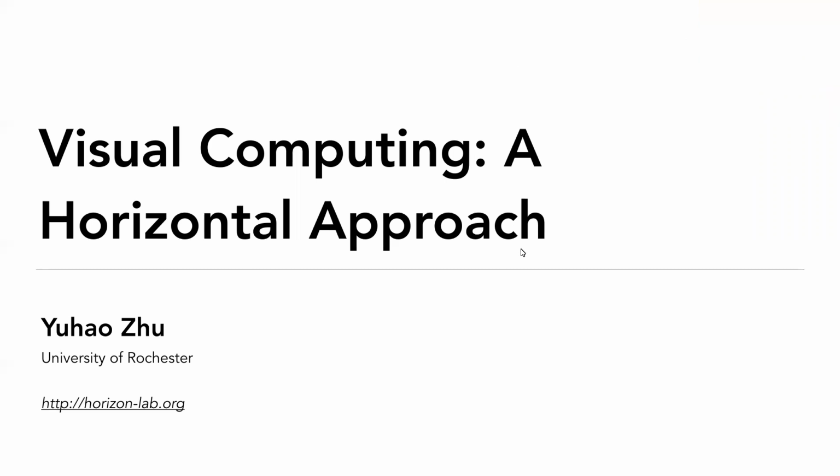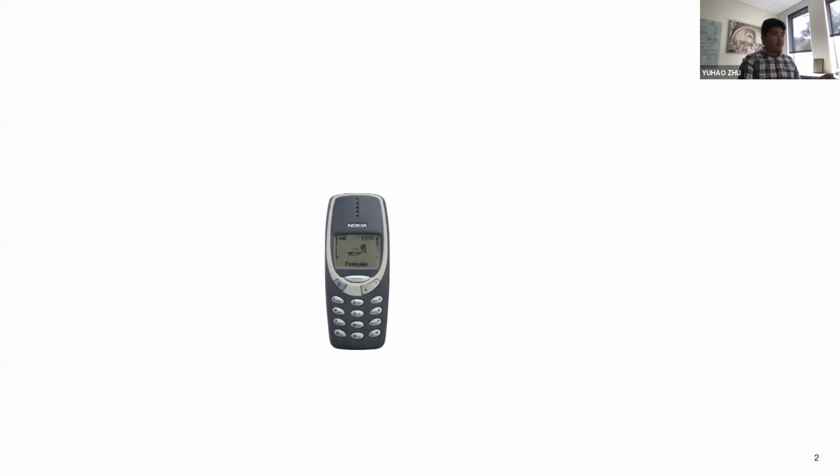So I'd like to start my talk by introducing you to my first ever phone, which is this Nokia 3310. And this is arguably the second most successful phone ever, second next to iPhone 1. I don't know how many of you have used the phone before, but I certainly have spent a lot of time playing with this Snake game. It's one of those classics.